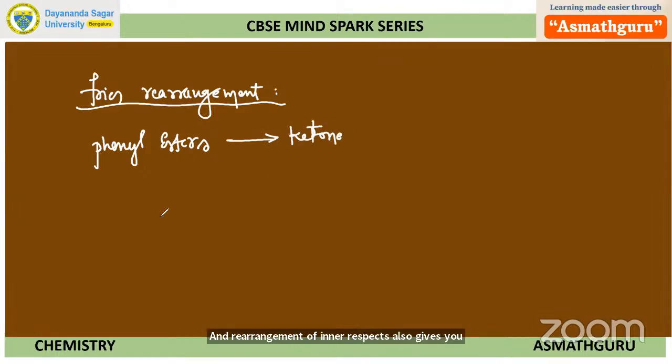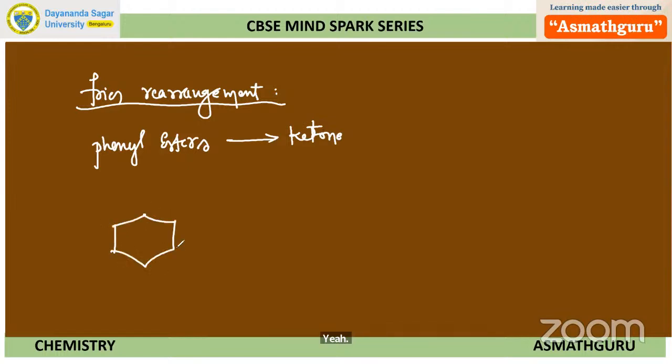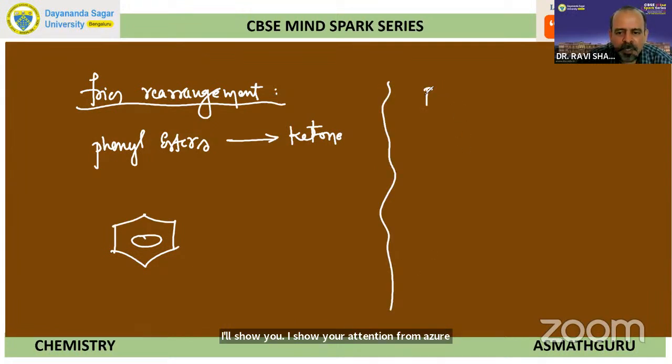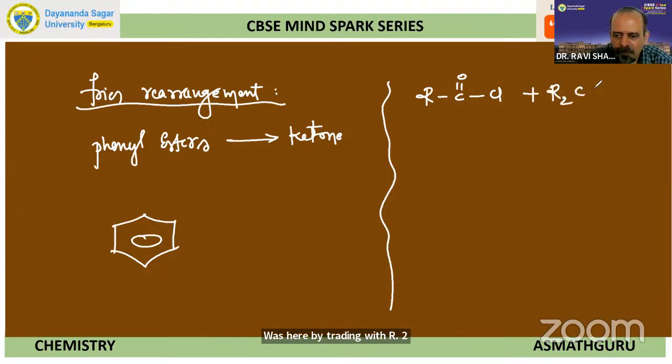There's a question: from acid chloride we get ketone. I'll show you both. From acyl chloride also we can get ketones. What is acyl chloride? RCOCl, by treating with R2Cd, dialkyl cadmium.